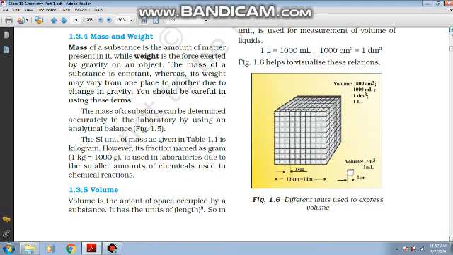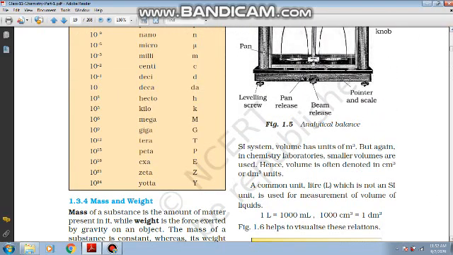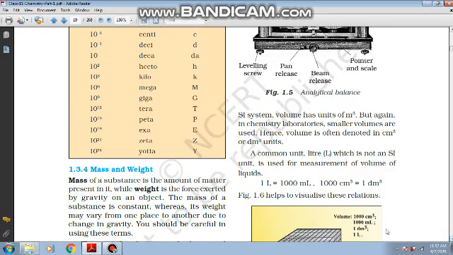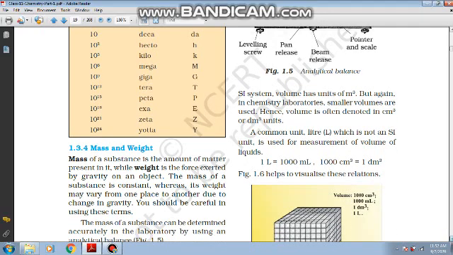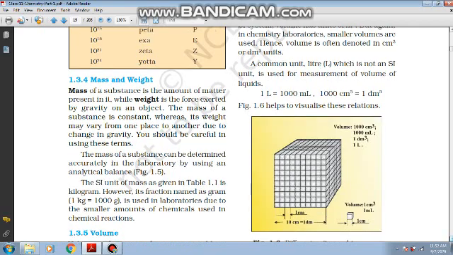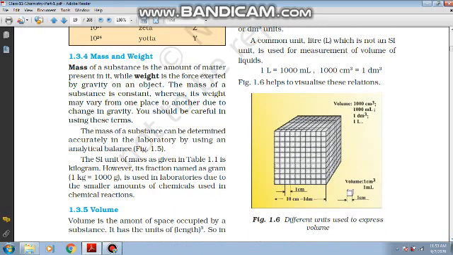Then comes the volume. Here you need to pay attention that volume may be expressed in liters, centimeter cubic, or meter cubic. This particular diagram will help you have a closer look at it. 1 liter means 1000 ml, and 1 ml is equal to 1 centimeter cubic. Therefore, 1 liter is equal to 1000 centimeter cubic, or because 1 decimeter is equal to 10 to the power minus 1 meter, it will be equal to 1 decimeter cubic also. Fine. So this is how you can convert.